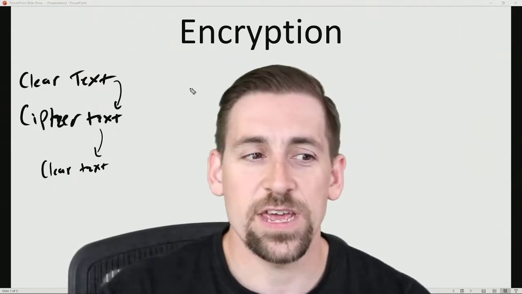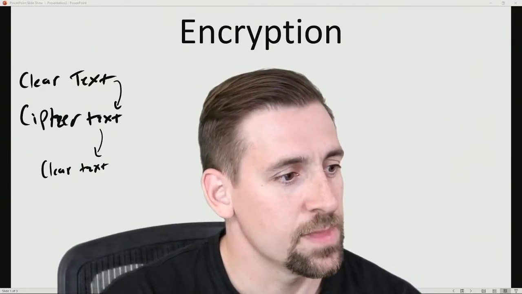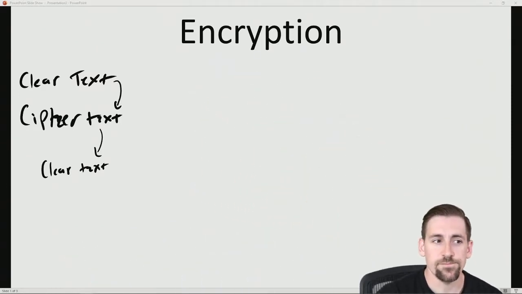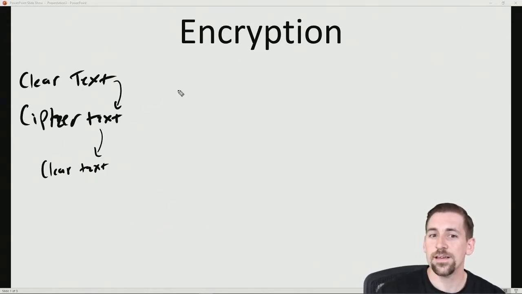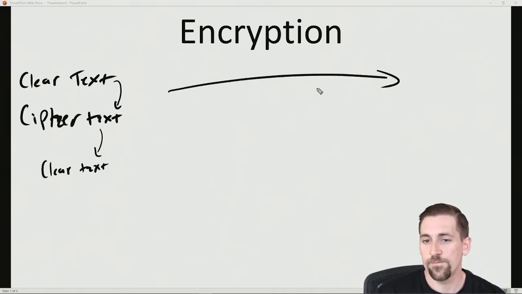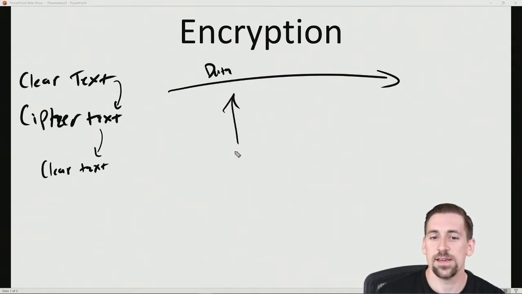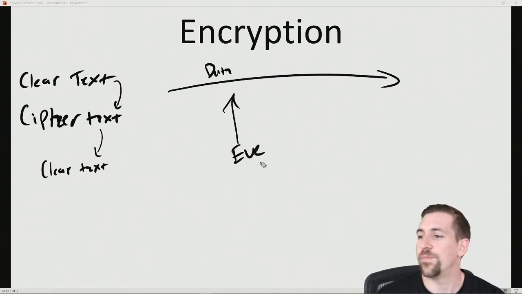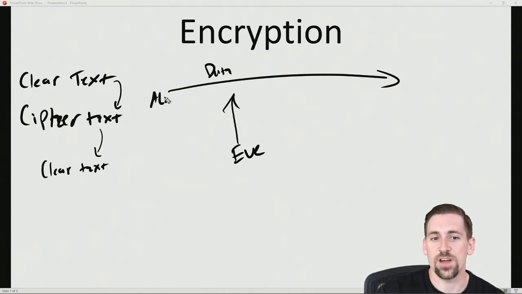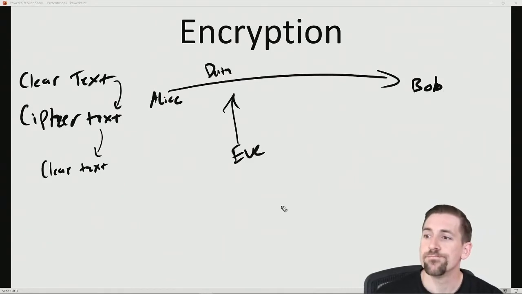So, for example, we can use encryption to encrypt data in transit, right? Data going from one place to another, and we don't want Eve eavesdropping in on Alice and Bob's conversation. That's a good way to think of encryption, sure. We could also encrypt, so this is in transit.